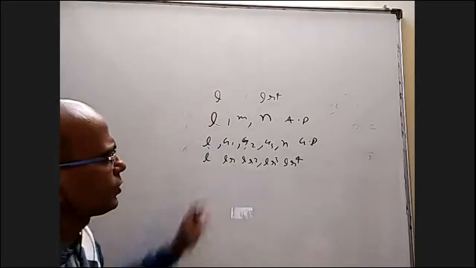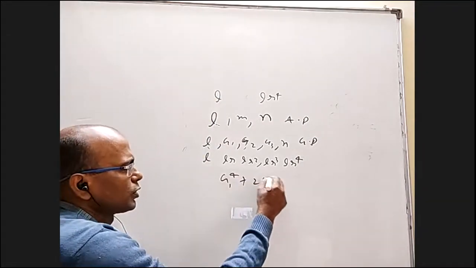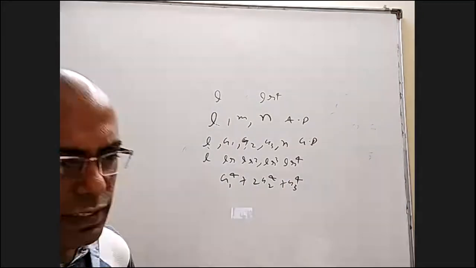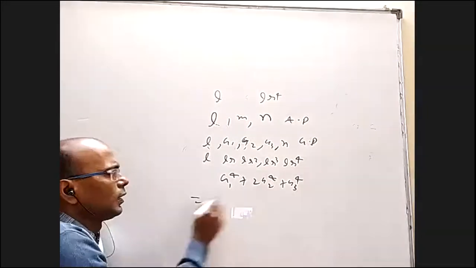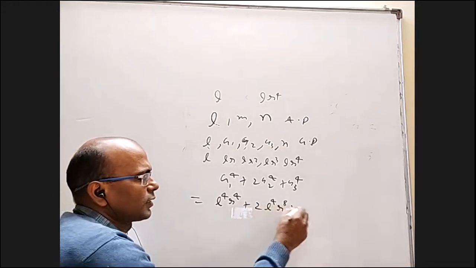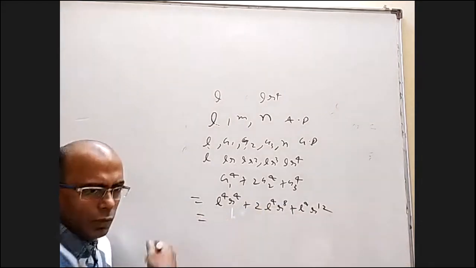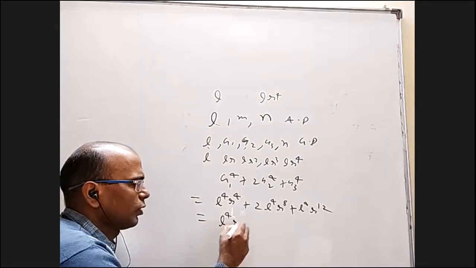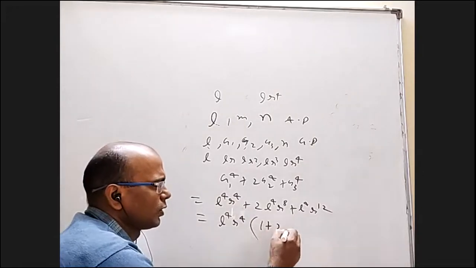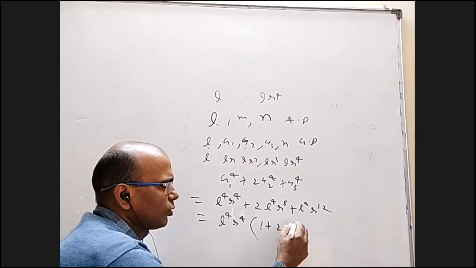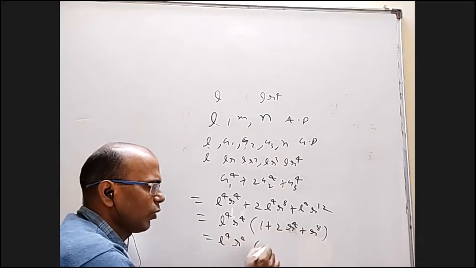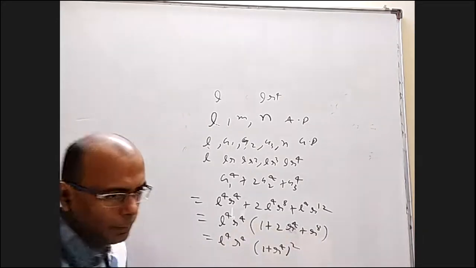Okay. Now simply take the question: G1 power 4, 2 G2 power 4, G3 power 4. This is L power 4, R power 4. This is L power 4, R power 8. This is L power 4, R power 12. Take whatever you can take common. That is L power 4 and R power 4. After that, whatever is left, I think it's a perfect square: 1 plus 2 R power 4 plus R power 8. That is L power 4, R power 4, into 1 plus R power 4 whole square.